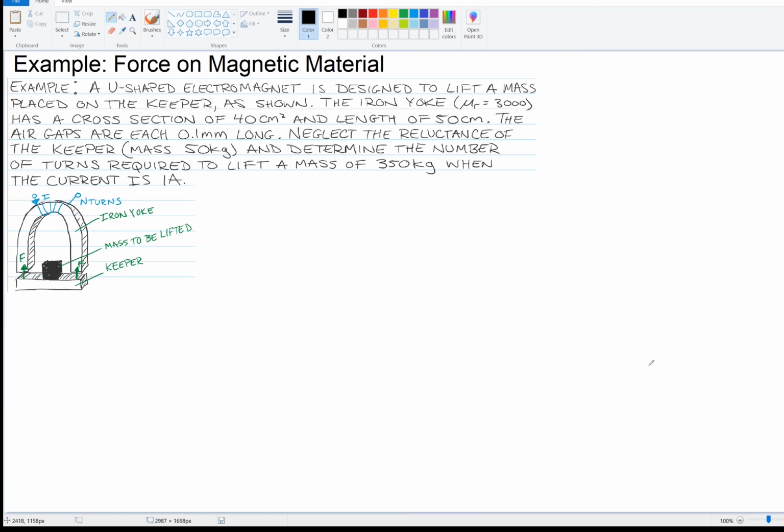We've got a U-shaped electromagnet that's designed to lift a mass placed on the keeper. So we've got this yoke and the keeper as shown, and the iron yoke has a relative permeability of 3000 and a cross-section of 40 square centimeters and a length of 50 centimeters. So the length is around the yoke, right? And the air gaps are each 0.1 millimeters long. Neglect the reluctance of the keeper, whose mass is 50 kilograms, and determine the number of turns required to lift a mass of 350 kilograms when the current is 1 amp.